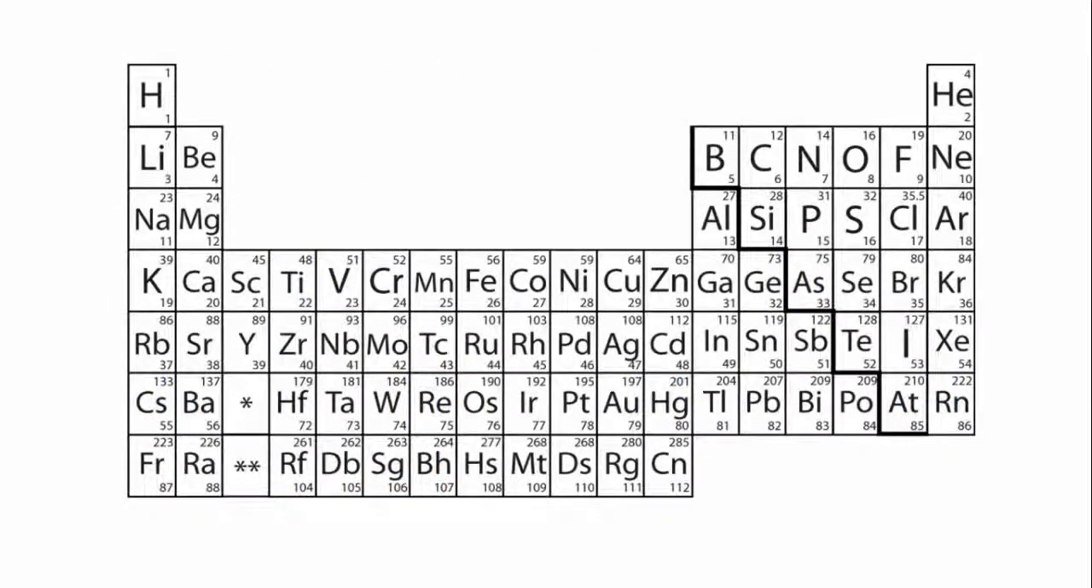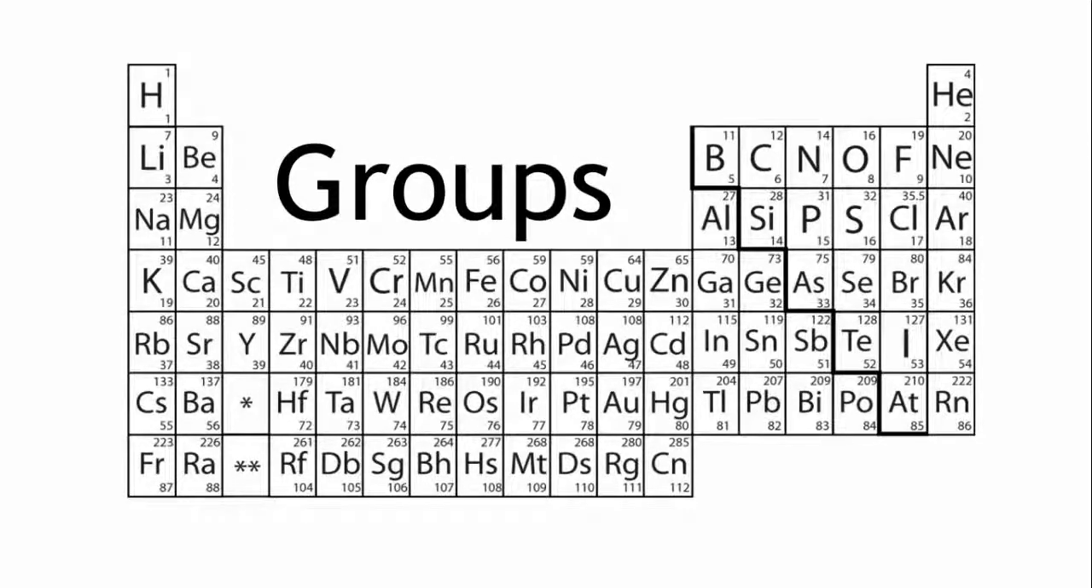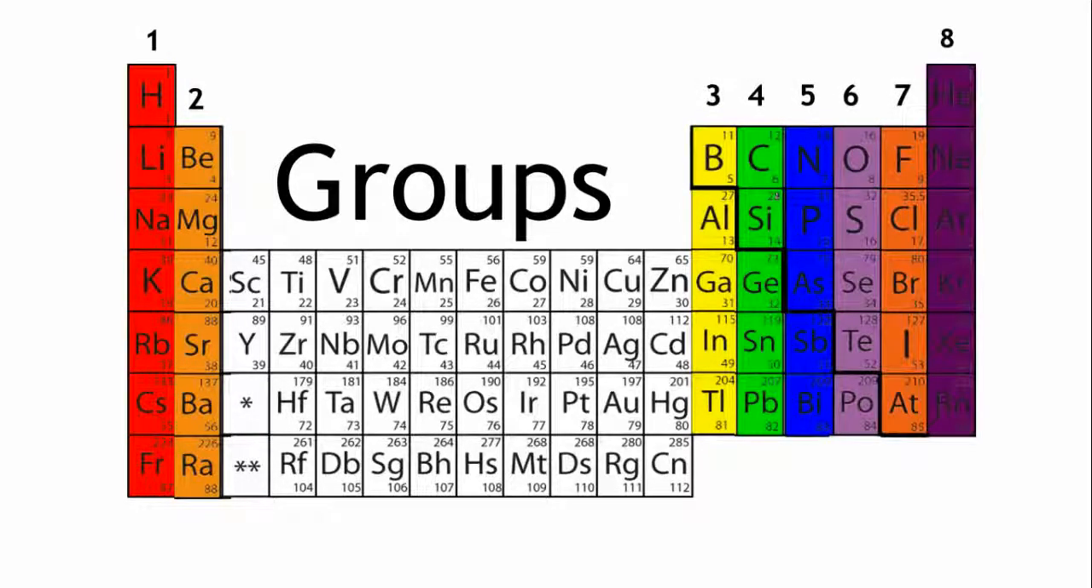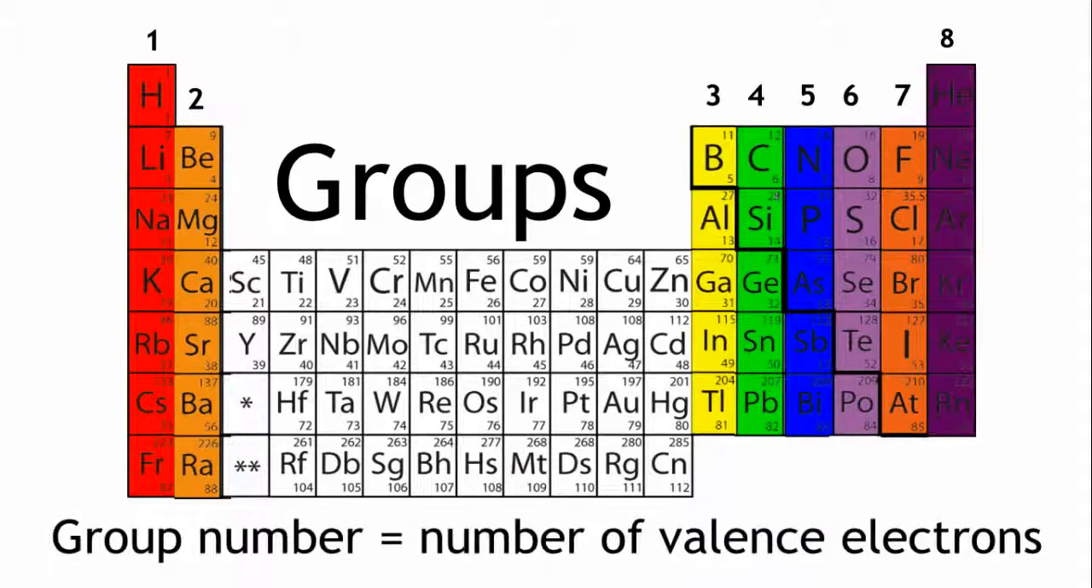The columns going down from top to bottom are the groups. Elements in the same group also have something in common. Elements in the same group have the same number of electrons in their outermost shell. The electrons in the outer shell are called valence electrons. This just means that these are the electrons available for reactions and bond formation. The number of electrons in the outer shell governs elements' reactivity, which is why elements in the same group have similar properties.